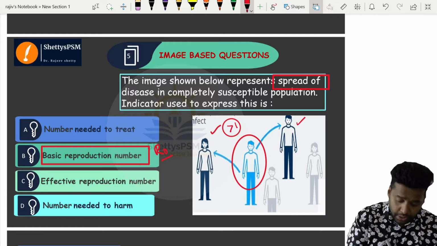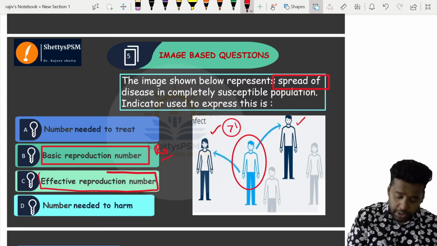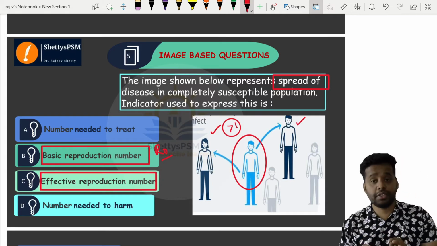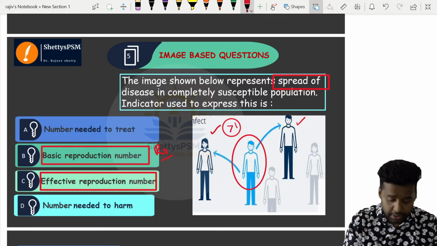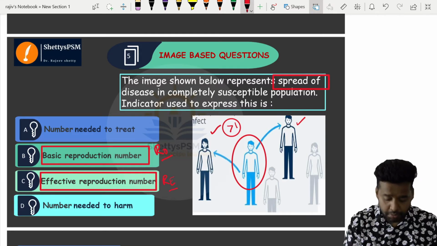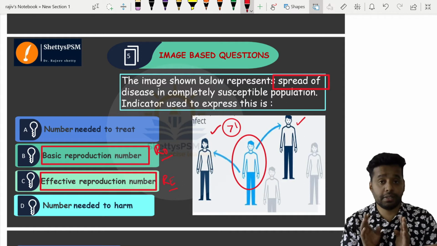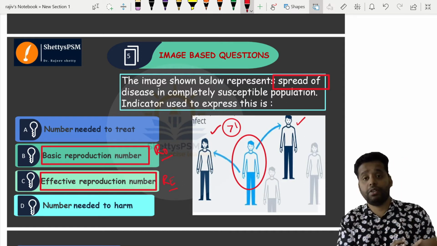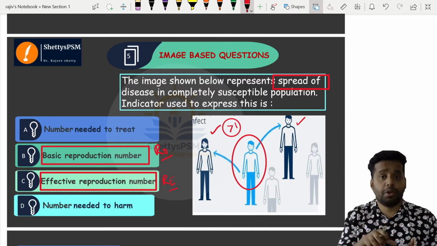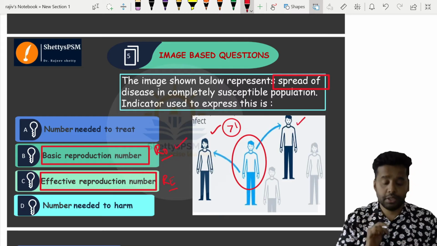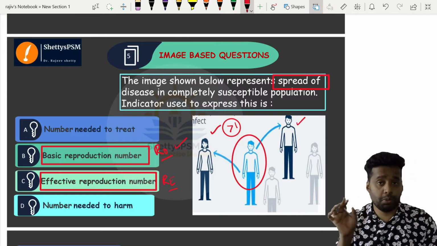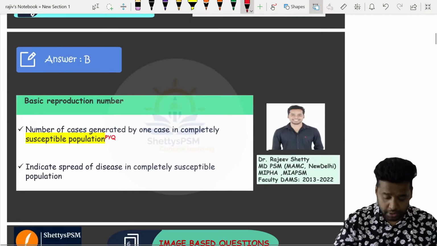If the community is not completely susceptible, in a mixed population, how many cases can one case produce? Then your answer is effective reproduction number. Here is the difference: basic reproduction number is for the completely susceptible population, effective reproduction number is for the mixed population. Answer is option B, since the words completely susceptible population were given in the question. Come to the next question.